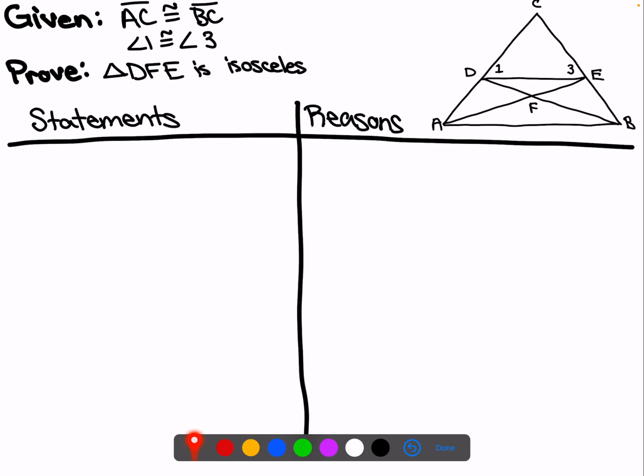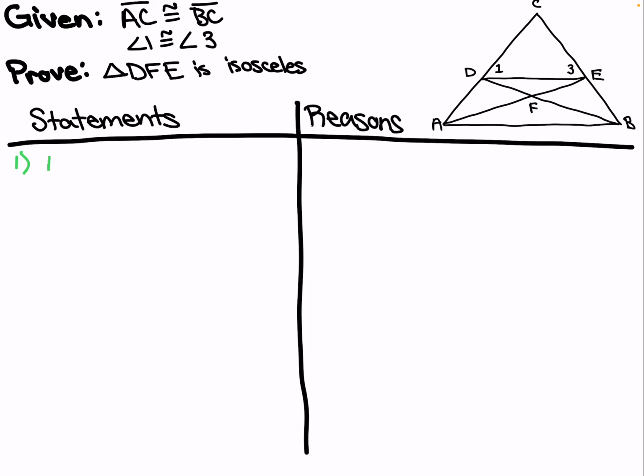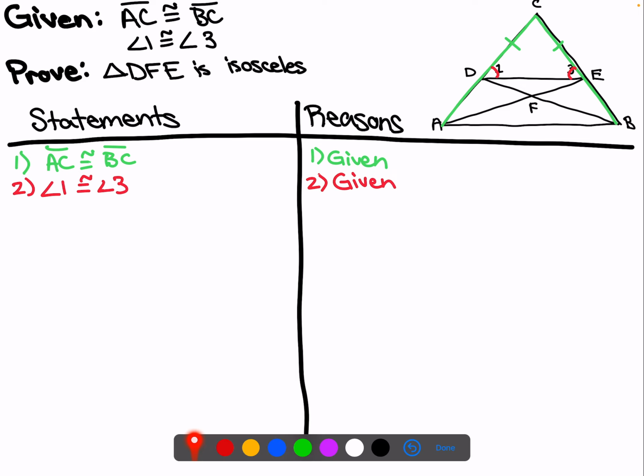All right, next up. Here is our next proof, and this one's going to be a little bit longer. So we're given that AC is congruent to BC, and we're also given that angle 1 is congruent to angle 3. We would like to prove that triangle DFE, the small triangle right here, is isosceles. So to get started, we have our given information. AC is congruent to BC, angle 1 is congruent to angle 3. Now, I'm going to use this information of base angles being congruent to further this proof right here. So I'm going to now say that CD is congruent to CE.